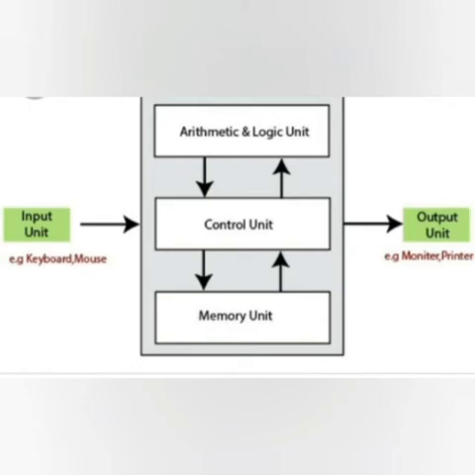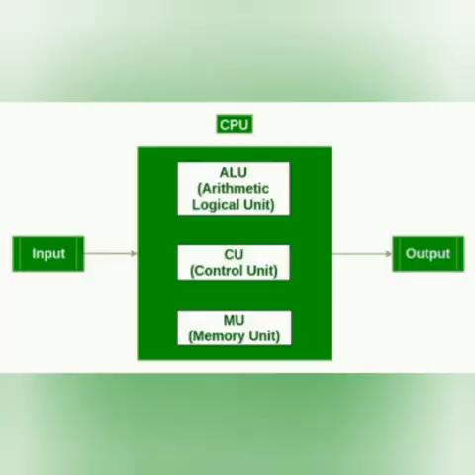CPU is always kept inside a box called the CPU box or CPU cabinet. CPU is made up of 3 parts. They are arithmetic and logical unit, ALU, control unit, CU, and memory unit, MU. Now let us first discuss about arithmetic and logic unit.